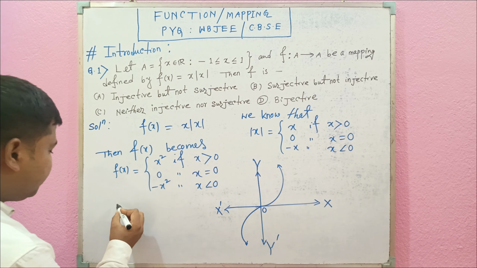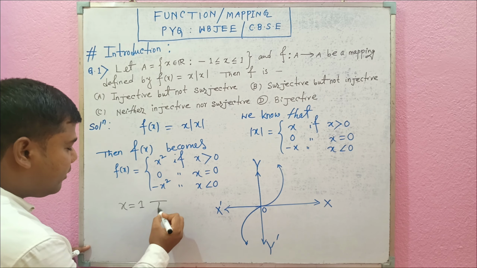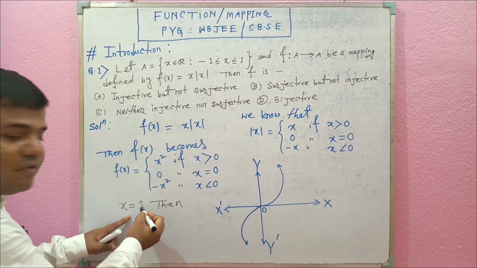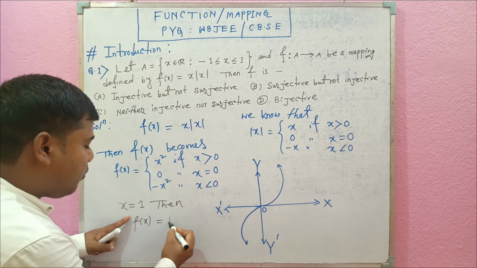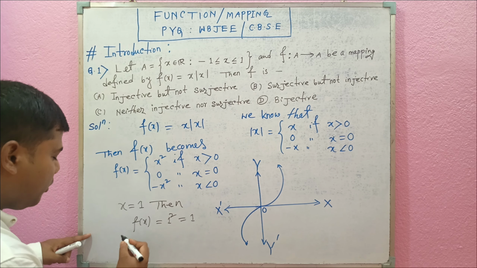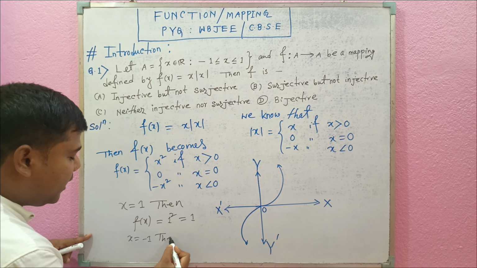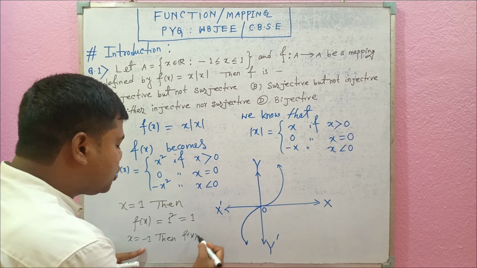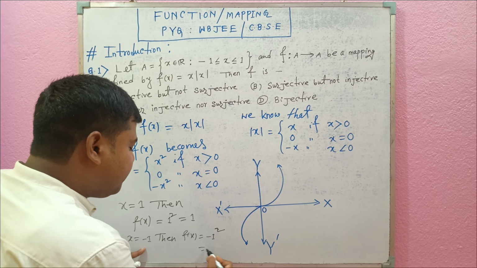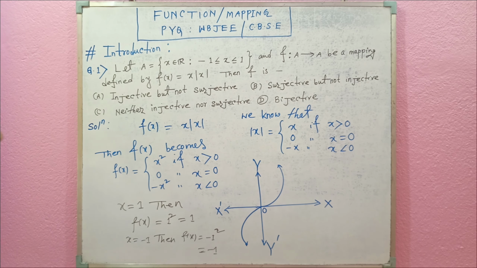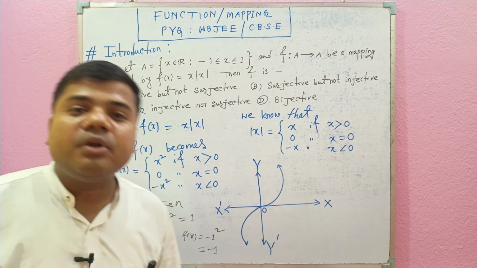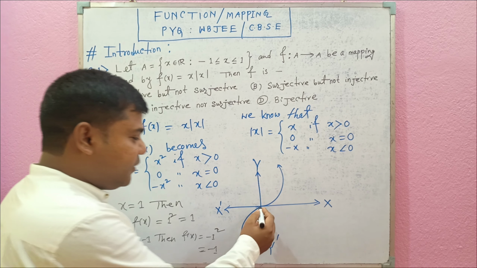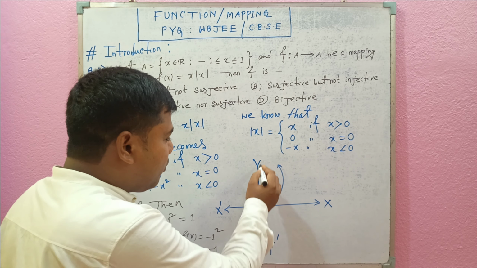If we put x is equal to 1, then since x is greater than or equal to 0, the outcome is 1 squared, which is equal to 1. And if we put x is equal to -1, then since x is less than 0, the output f of x is equal to -1 square, that is -1. We can easily solve this problem with the help of a graph. If we draw the graph of this function, then we get this, x o x dash, y o y dash.